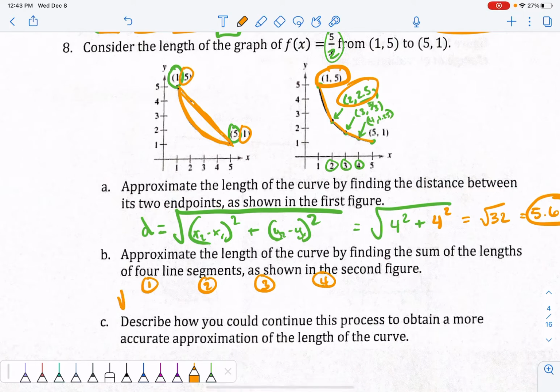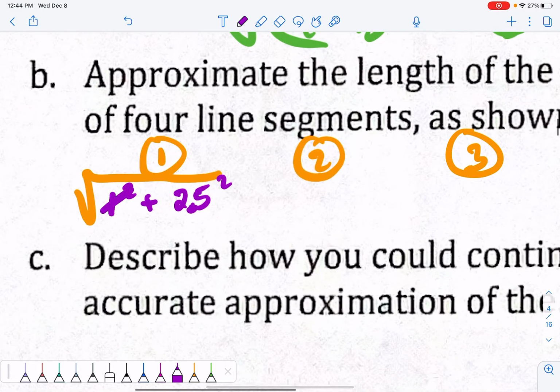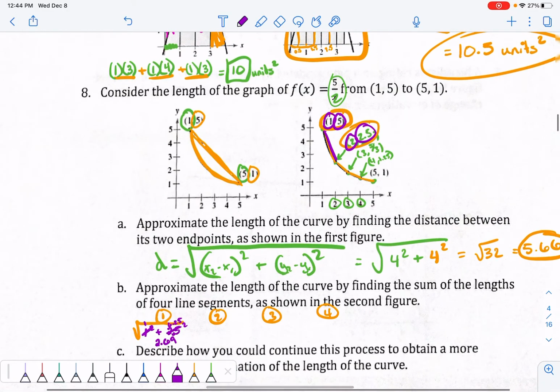Segment number 1 is the square root of, if I'm going from 1 to 2, that's a distance of 1, so 1 squared, plus if I'm going from 5 to 2.5, that's a distance of 2.5. Really, it's a negative 2.5, but again, I don't usually like to put negatives in there. So 1 squared is 1, 2.5 squared is 6.25, and so we have the square root of 7.25. And that is a length of, we'll go 2 decimal places, 2.69 is the length from here to here, okay?